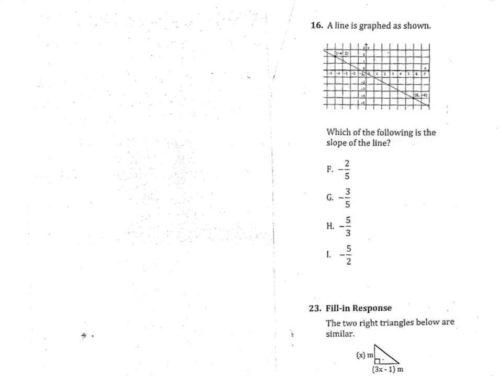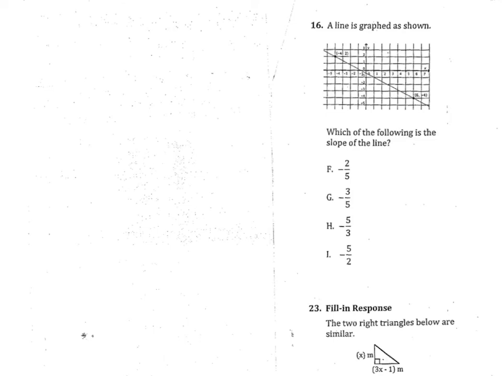On number 16, we are looking to find the slope of the line. When I'm taking a look at it, I can tell by the picture that it has negative slope, and I can also see that all of my choices have negative slope also. So it's not going to be helpful for me to try to eliminate choices. So what I can do is I could do two things.